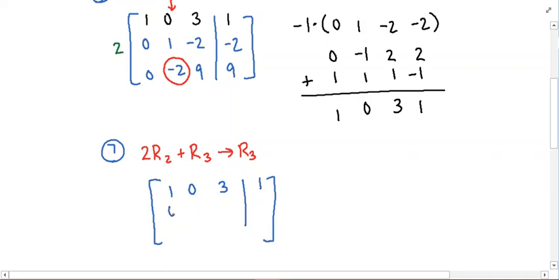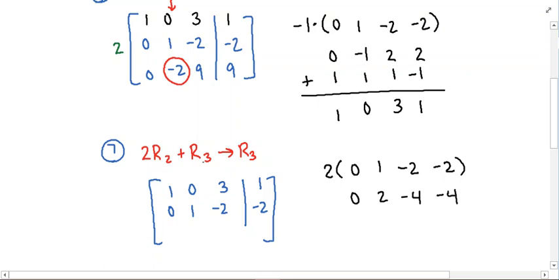I'm going to leave row 2 alone. Okay, and then I'm going to go out to the side and do this work. Do exactly what this row operation says. I'm going to do 2 times row 2. Let's see, we're going to run 2 through these numbers. So we're going to get 0, 2, -4, -4 if you do the multiplication.